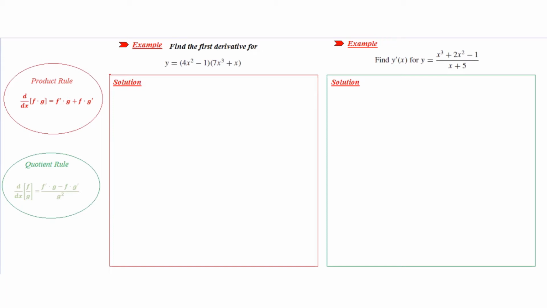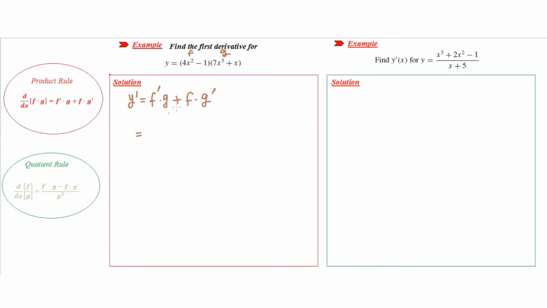So firstly you have to put the first function f and the second function g. Then you have to write the rule of the product rule. So y prime equals f prime g plus f times g prime, putting prime on the first one and prime on the second one.